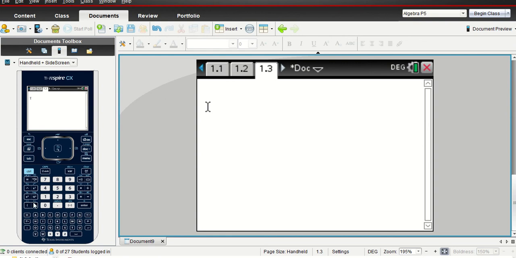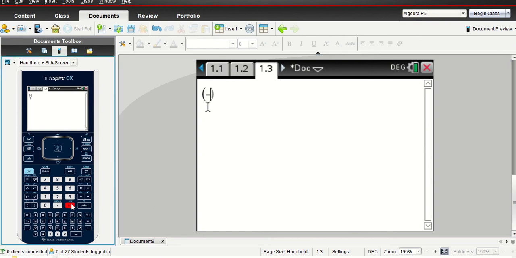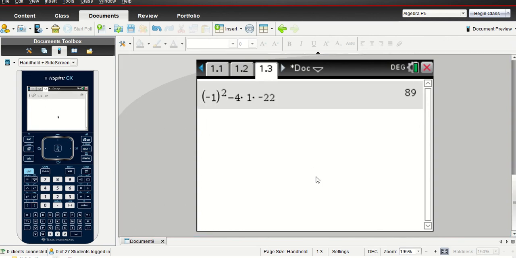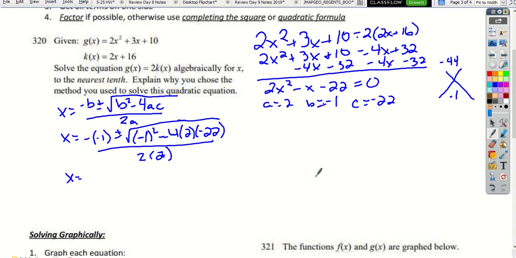So it's negative 1 squared minus 4, right, times 1 times negative 22, all right? And if you want to throw all those lovely parentheses in there, you do it, all right? And we get 89, okay? So that's the number in the radical. So this turns into 1 plus or minus the square root of 89 over 4.